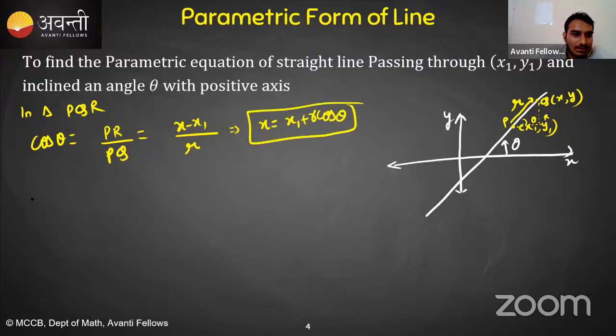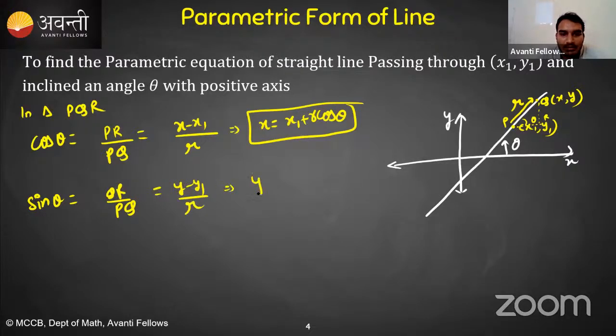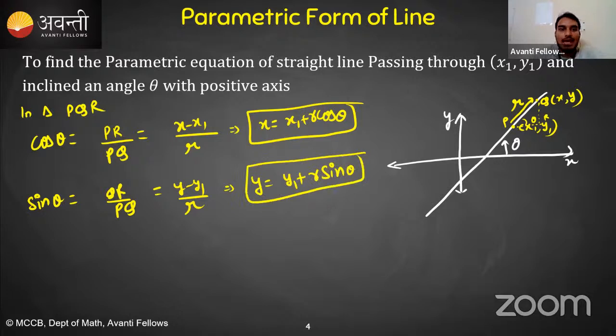Clear? Similarly, what will sin theta be? In the same way, sin theta is QR upon PQ. What is QR? y minus y1. What is PQ? r. It implies y is nothing but y1 plus r sin theta. So student, any point x comma y on this line can be given in terms of x1, y1, r and theta, right? x1 comma y1 is already given, right?